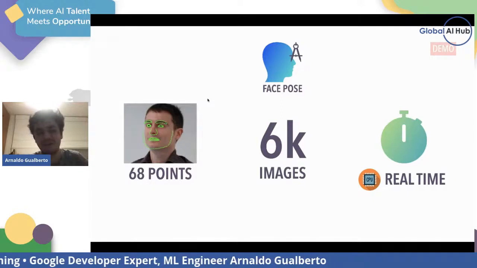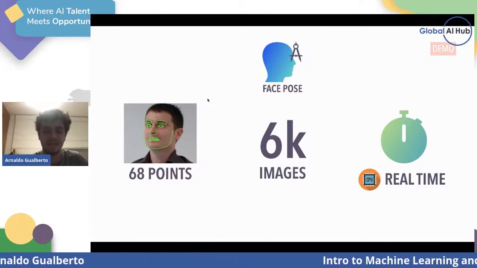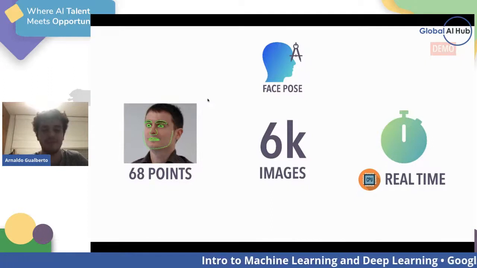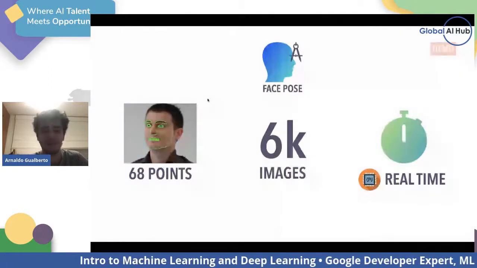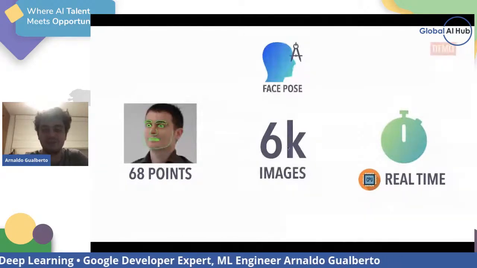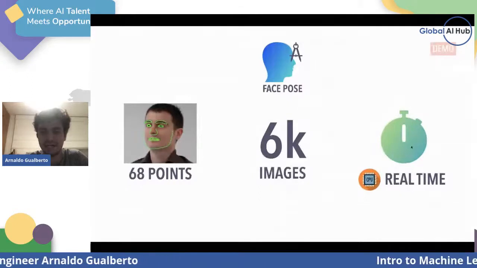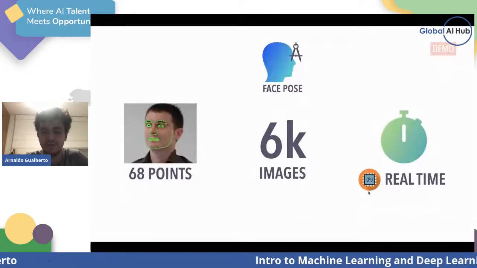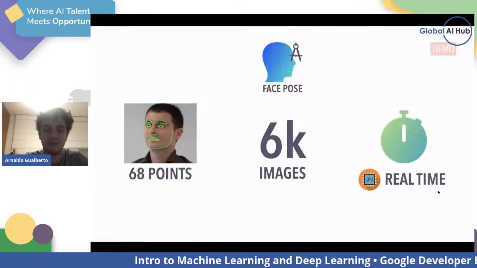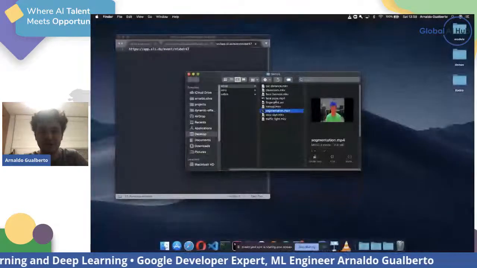That's very hard because you have no information about depth, for example. We only have the information about the points around the face. So we trained a deep learning model using 6,000 images, and our model was able to run on CPU in real time. So basically, the result was like that.